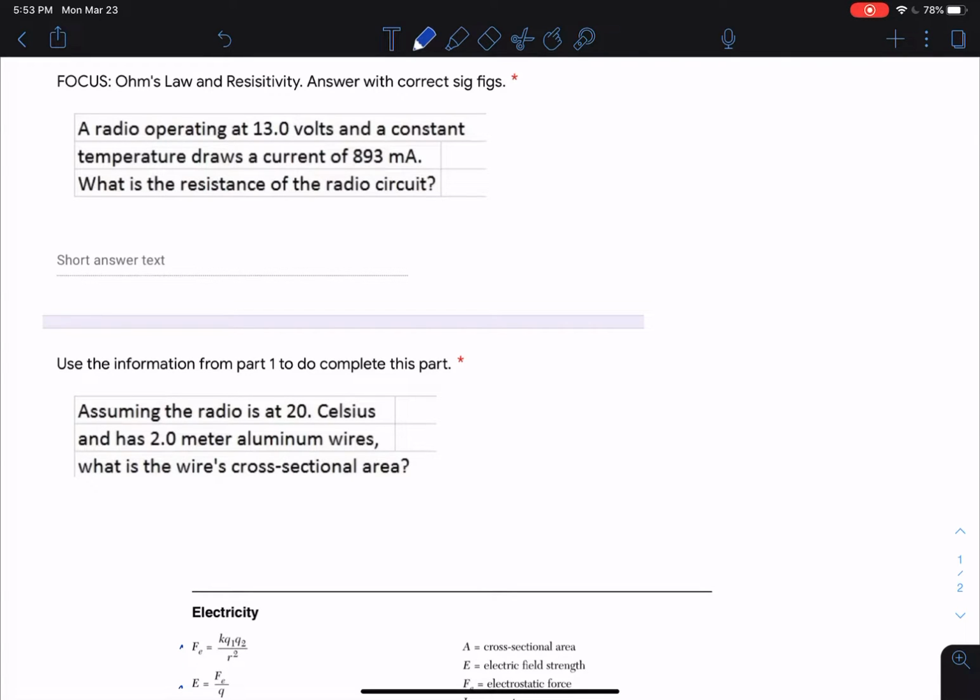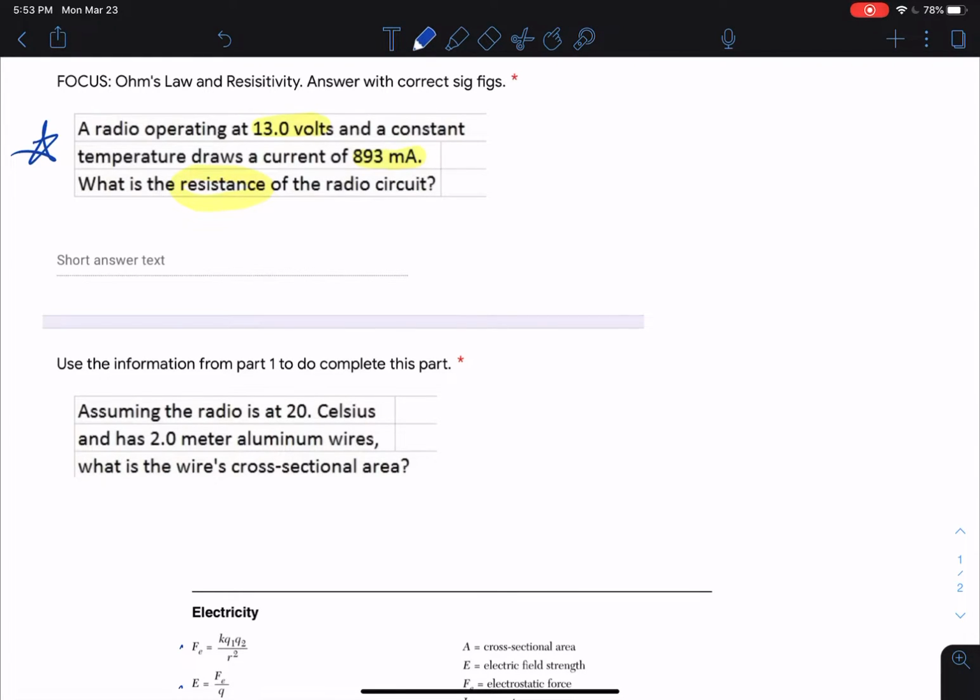Okay, I'm going to teach you how to do the focus for Ohm's Law and resistivity. For this one, it says to answer with the correct sig figs. So let's go ahead and read this problem. It says a radio operating at 13 volts and a constant temperature draws a current of 893 milliamps. What is the resistance of the radio circuit?